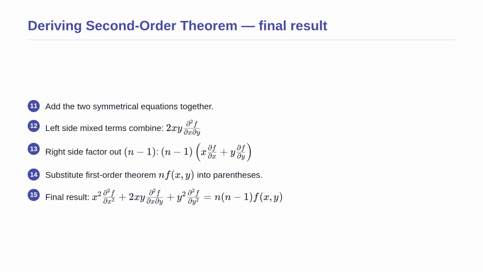For the final step of our proof, we simply add these two symmetrical equations together. On the left side, the two mixed derivative terms combine to give us 2xy times the mixed derivative. On the right side, we factor out the common term n minus 1. Look closely at the expression inside the parentheses on the right side. That is exactly the left side of our original first-order Euler's theorem. We know that expression is equal to n times f, so we substitute n times f into the parentheses, and we arrive at our final second-order formula. The proof is complete.